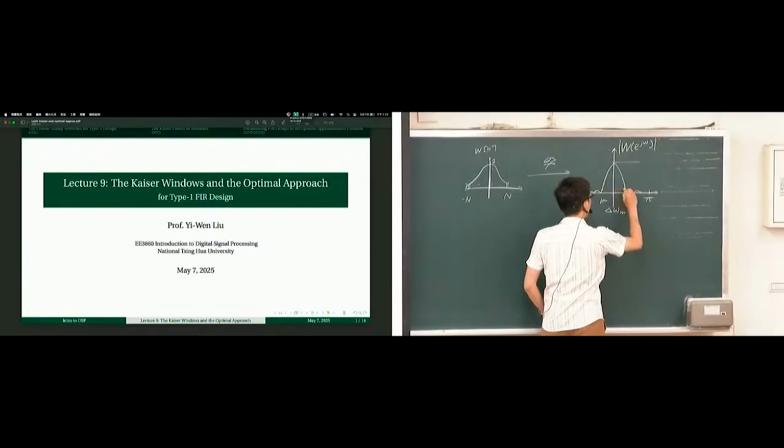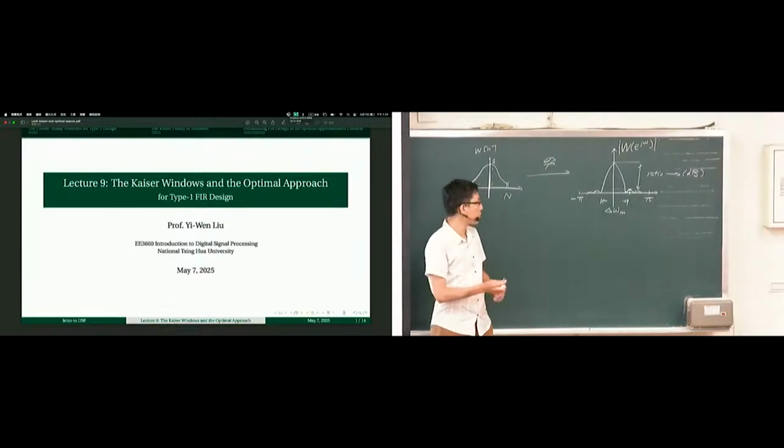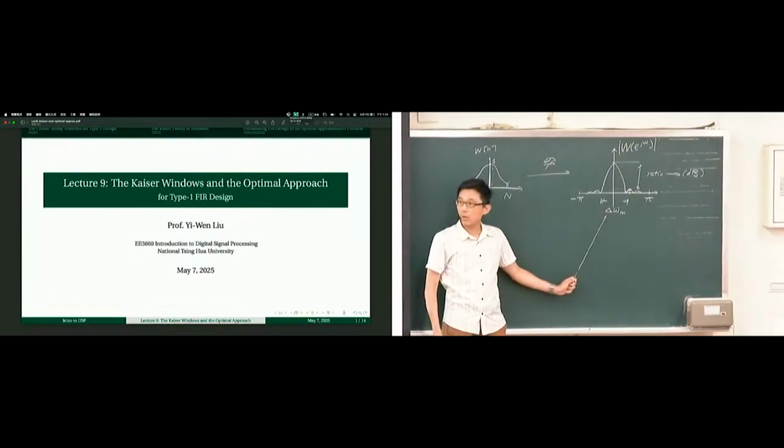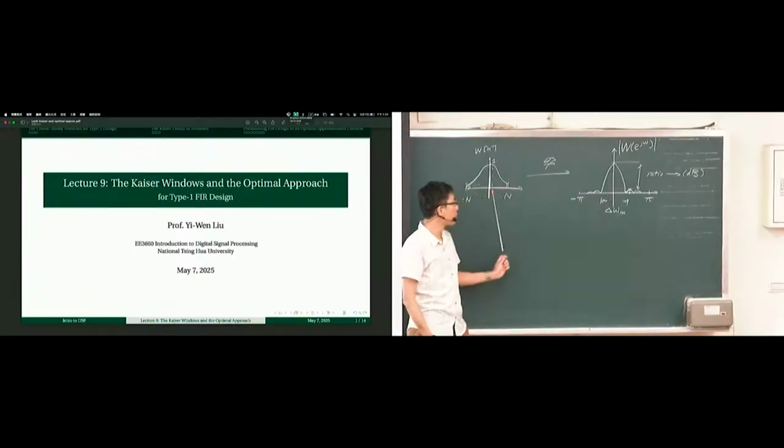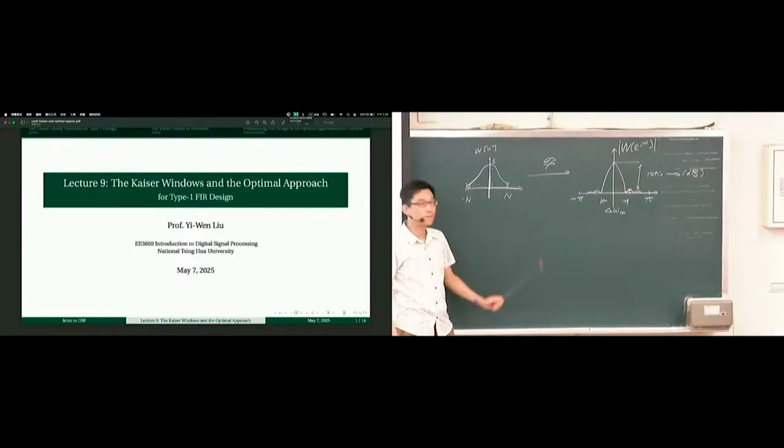So in general, you want to use a window with two desired properties. First, you want the main lobe to be narrow rather than wide. You want it to be narrow, right? And that can simply be achieved by increasing n. So the main lobe, in general, is inversely proportional to n, the number of points that you keep in the time domain.